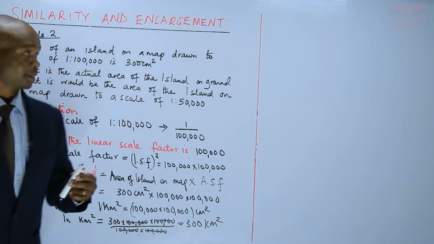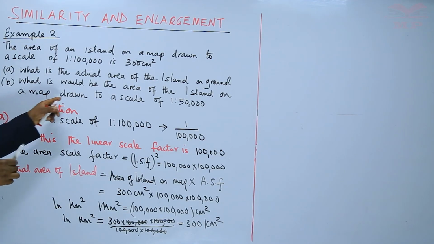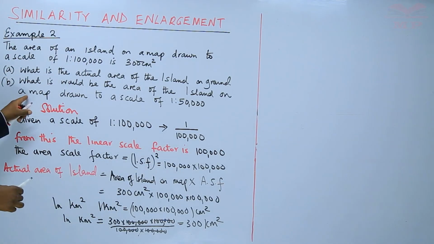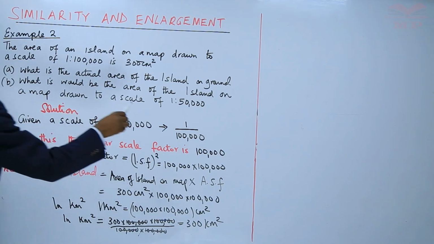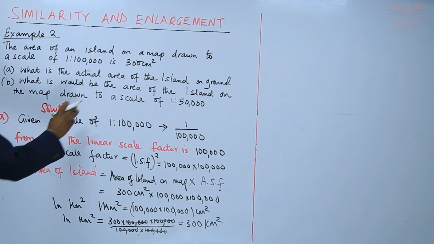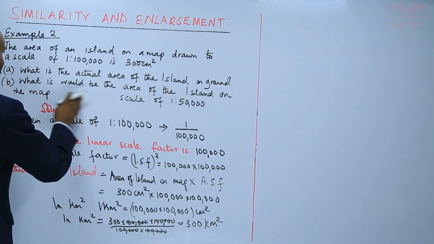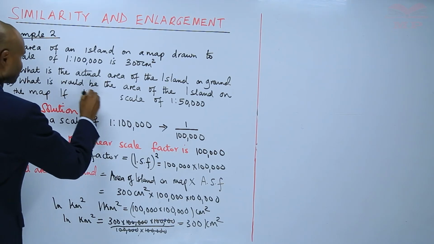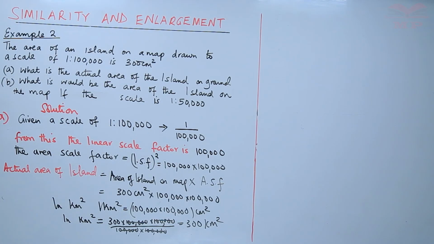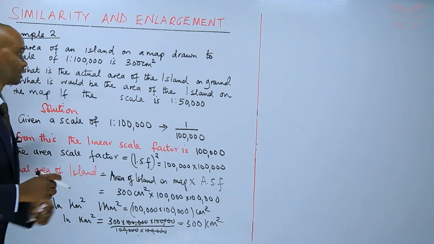What would be the area of the island on a map drawn to that scale? What will be the area of the island on the map? You can just leave it in that form to make the understanding easier.